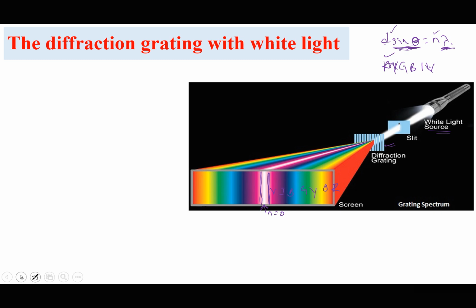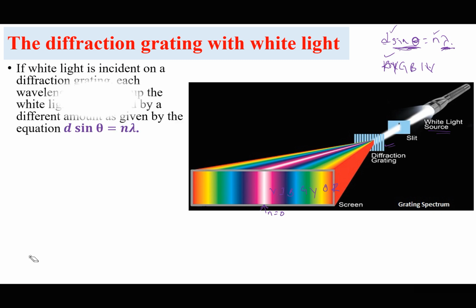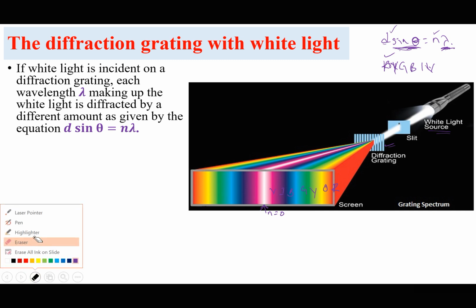But for a diffraction grating, we only have a white spot which is surrounded by, we don't have the darker fringes here. So we have a pattern with a central white spot or a central bright fringe, which is surrounded by colored fringes on both sides, ranging from violet to red in that order. So if white light is incident on a diffraction grating, each wavelength making up white light is diffracted by a different amount as given by this equation here.